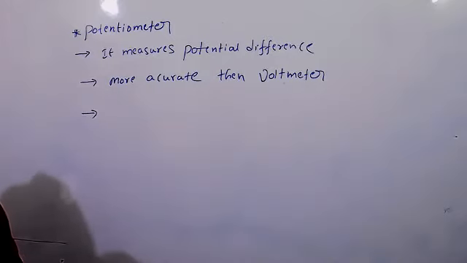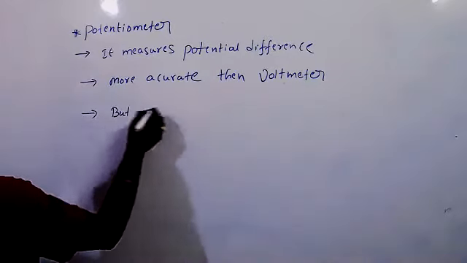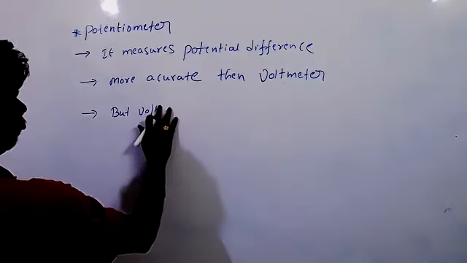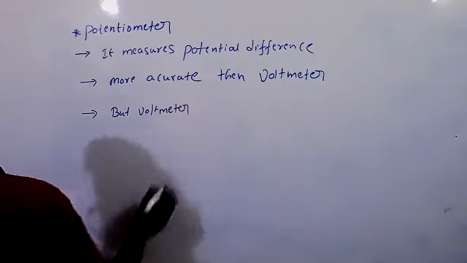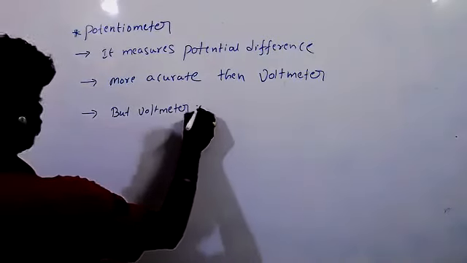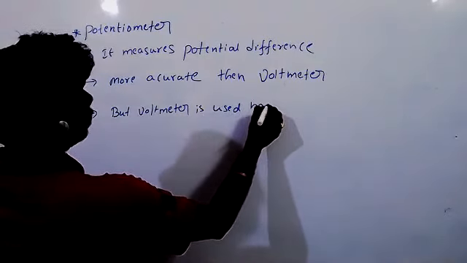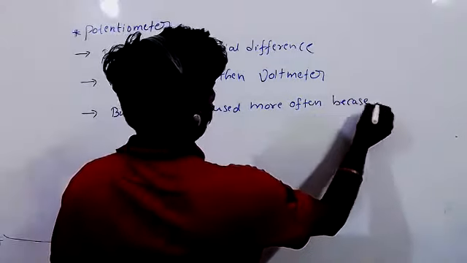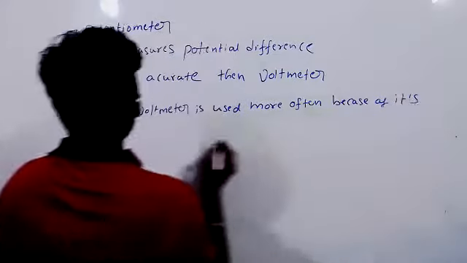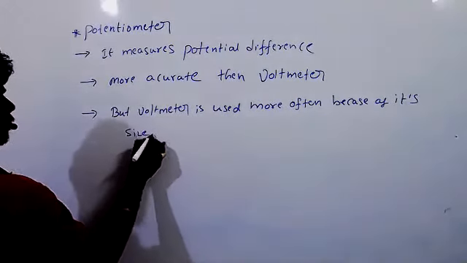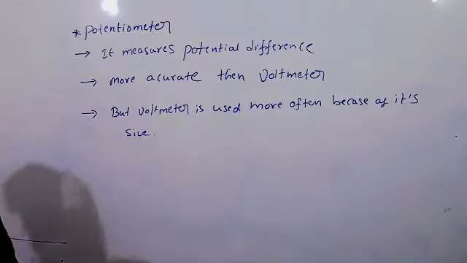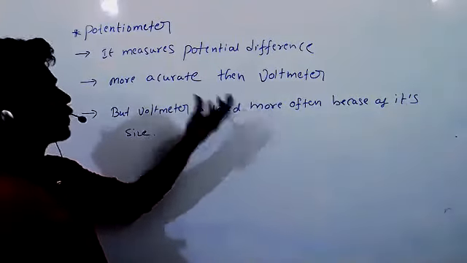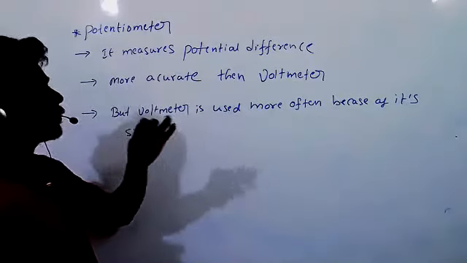We use the voltmeter more often because of its size and convenience. The voltmeter size is very small; we can adjust it very easily. But the potentiometer size is not small. It's very big.